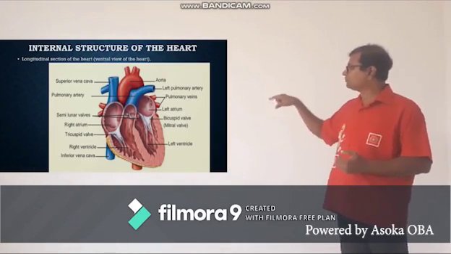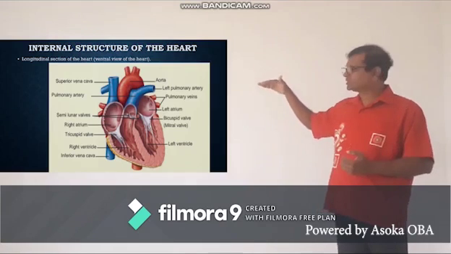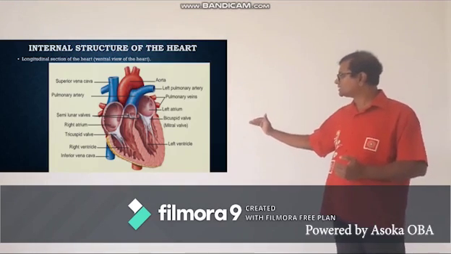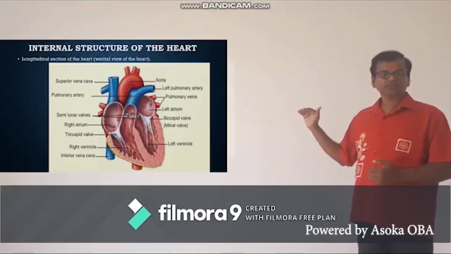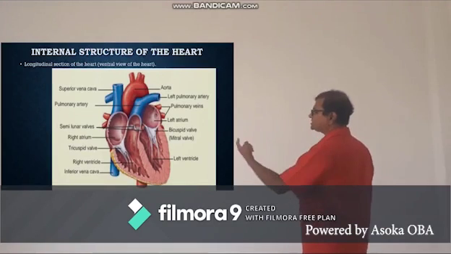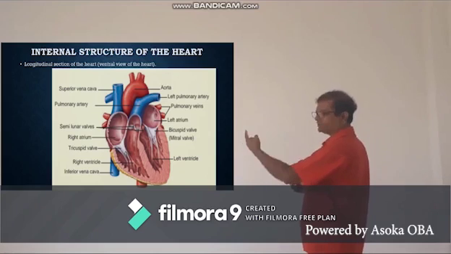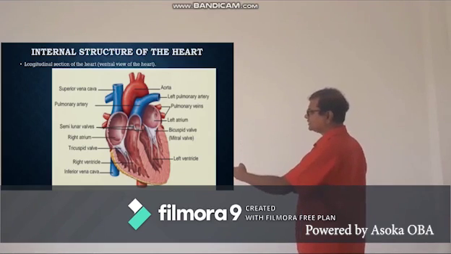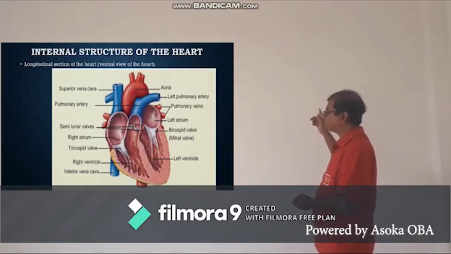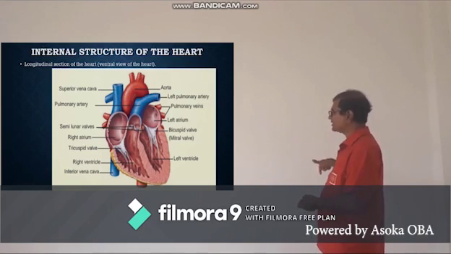There are 4 chambers. Upper chambers are known as atria. Lower chambers are known as ventricles. Yes, children. Then, the left hand side upper chamber is known as the right atrium. Left hand side lower chamber is known as the right ventricle. Right side upper chamber is known as the left atrium. Right hand side lower chamber is known as the left ventricle.